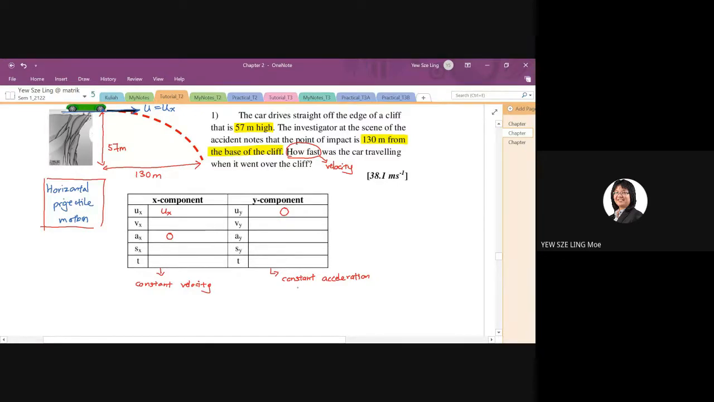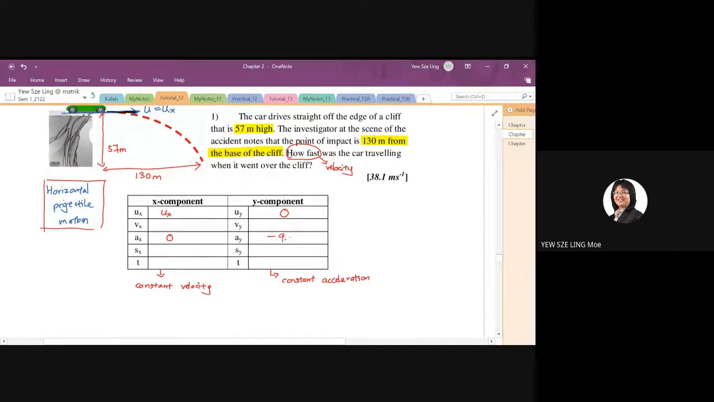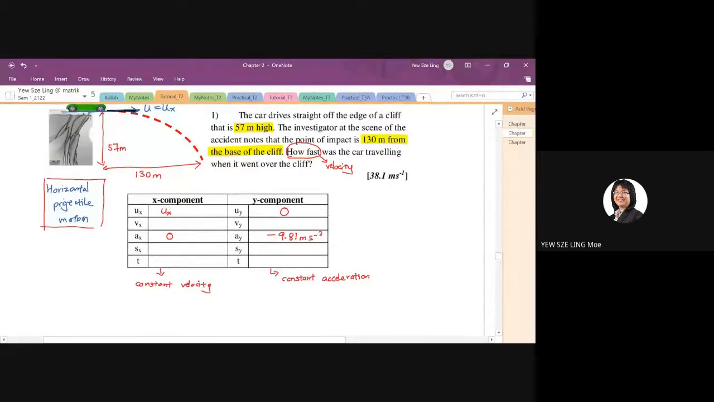Horizontally, no gravity and no air resistance, so it's moving with constant velocity. Vertically, it's moving under the gravitational pull, gravitational force, therefore it's moving with constant acceleration. So ay is negative 9.81 m s^-2. Basically, the x component we treat as a horizontal linear motion, and the y component we solve using the methods we use to solve vertical linear motion.